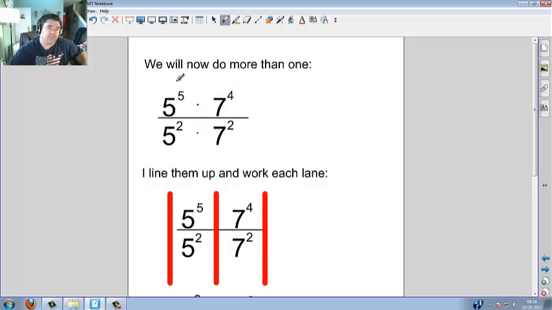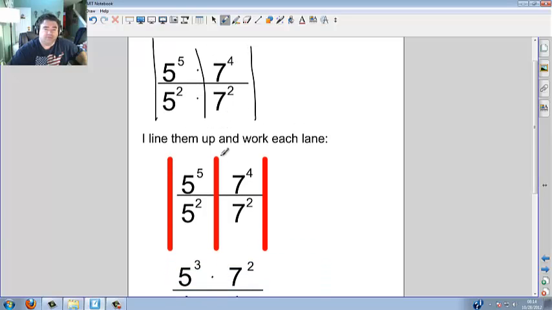And back. We will now do more than one. So I have 2 sets of numbers here. I suggest making lanes. Since they're all times anyway, I'm just going to line up 5s with 5s, 7s with 7s, etc. So 5 versus 2, top wins by 3 for the 5s.